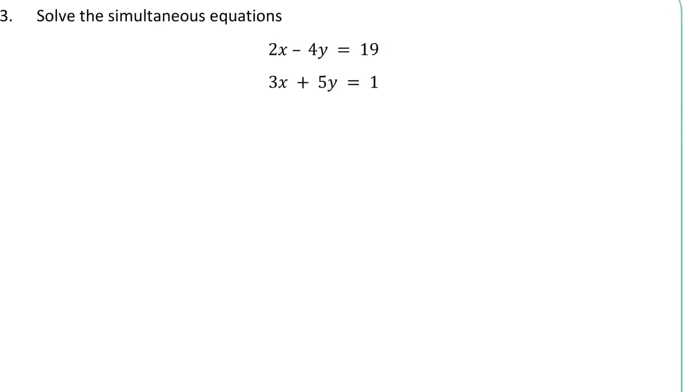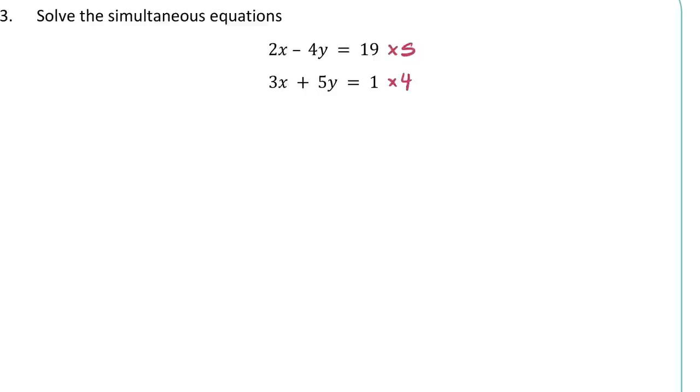Next question, we have some simultaneous equations. Now, I know some people like to make the coefficients of x the same. I like to make the coefficients of y the same. It doesn't matter which way you do it, but I will make the coefficients of y the same here. So let's have a look. To make the number in front of y the same, we want them both to be the lowest common multiple, which is 20. So we'll times the top by 5, the bottom by 4.